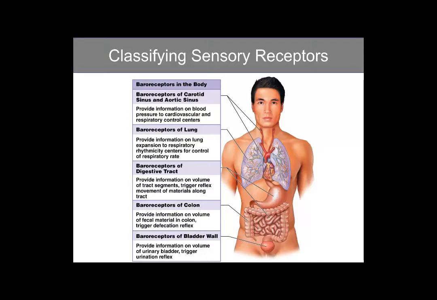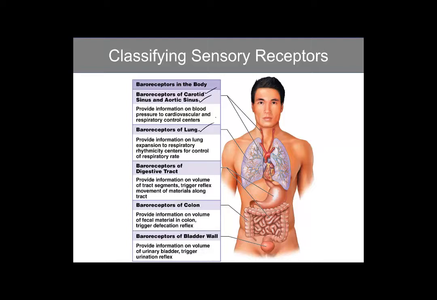Here are the baroreceptors in the body. We have some very specific baroreceptors. The carotid sinus and the aorta have these pressure receptors, and they're going to provide information on blood pressure. We have baroreceptors within the lungs. As the lung expands through respiratory rhythmicity centers, they're going to measure the pressure within those structures.